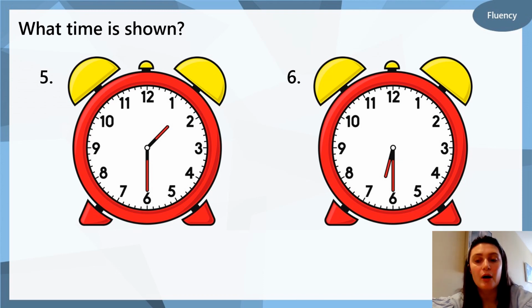When you're finished, upload your pictures onto Class Dojo Portfolio. I hope you had fun today learning about half past. We're going to be looking at this again tomorrow, so if you're still finding this tricky, don't worry. Tomorrow we will be looking at this again.